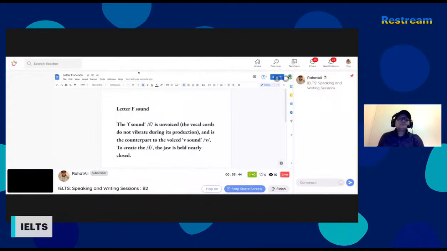So letter F. Letter F is unvoiced, which means the vocal cords do not vibrate during its production, and it is the counterpart to the voiced V sound. So F, V. They're almost the same, but be careful. F is unvoiced, while letter V is voiced. And to create the letter F sound, the jaw is held nearly closed. F, exactly. So we're going to show some video of how it can be pronounced correctly.